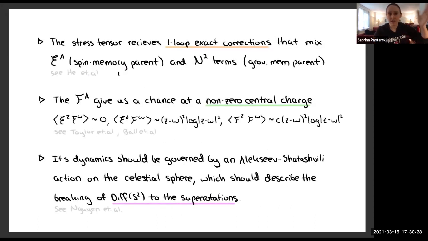So now there are some other interesting results showing how this would get corrected. Temple and others back in the day showed that the stress tensor gets a one loop exact correction. The fun thing about that is that the correction is mixing the spin memory version of this parent that you're adding in and the leading soft graviton memory modes. So these different soft modes that all appear at delta equals -1 for gravity are mixing amongst each other in loop corrections. The other thing about pointing out this dressing with the F is that it gives us a chance to have a non-zero central charge.